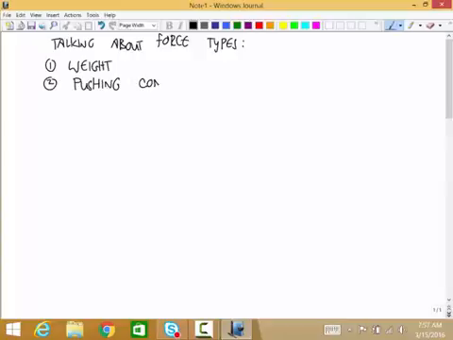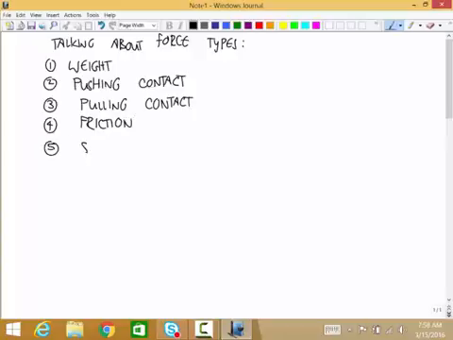Pushing contact, pulling contact, friction, and there's one more to go. That's right. So that's the one that we're doing today. Okay, so this is the one for today.